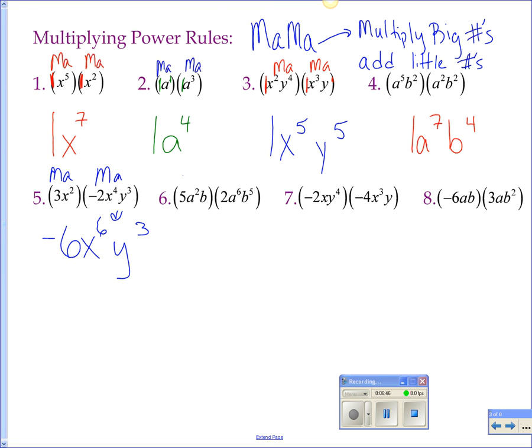Okay? Same thing on number 6. It's the ma rule. Daniel, what do you think I'm going to do with 5 and 2? Nope. 5 and 2 are big numbers. You have to multiply your big numbers. Chad, what am I going to do next? Very good. With what letter? A. I'm going to add the A's. So, Chad, what does that give me? A to the what?